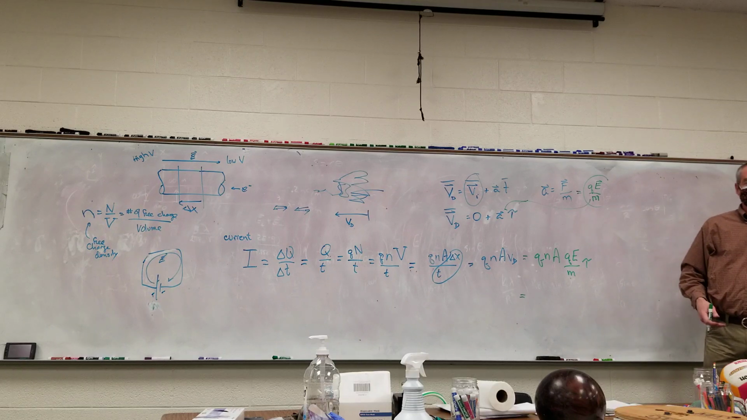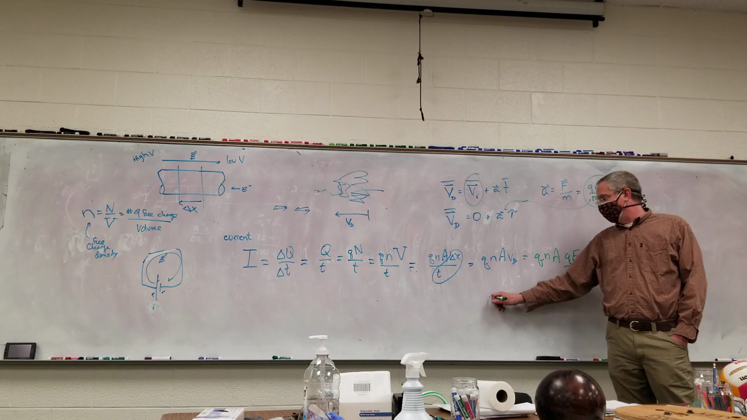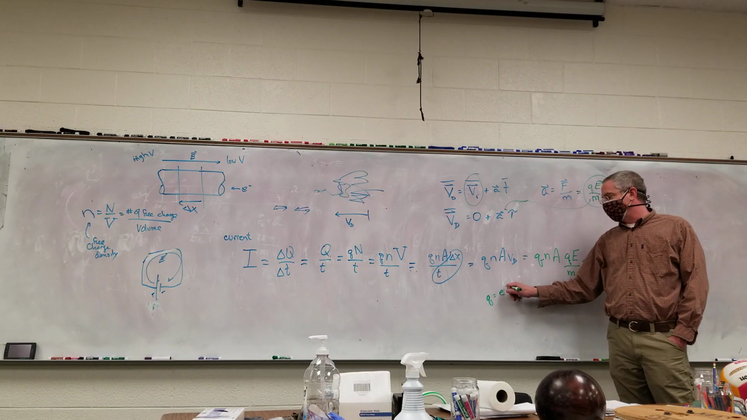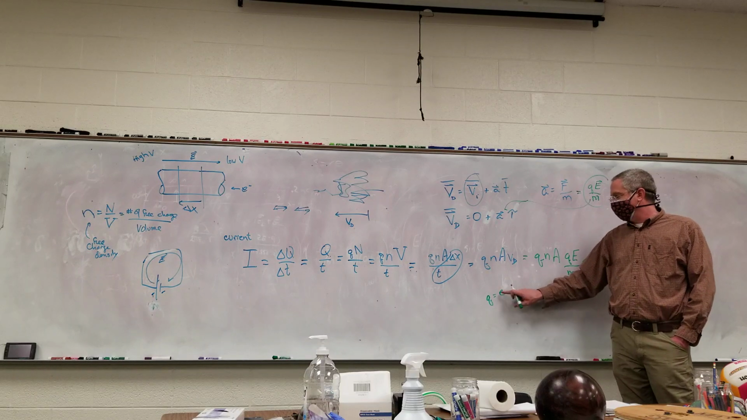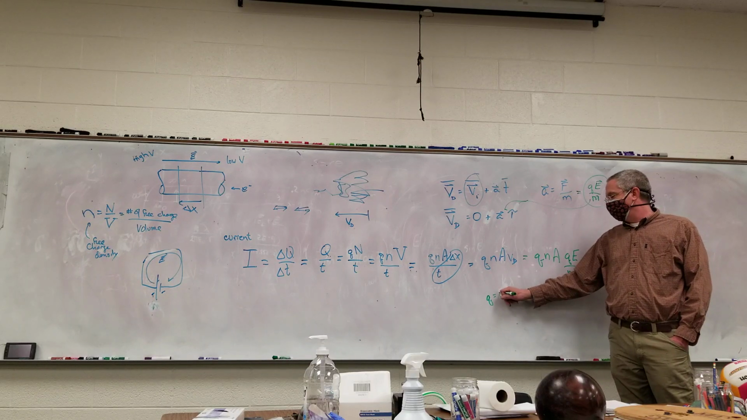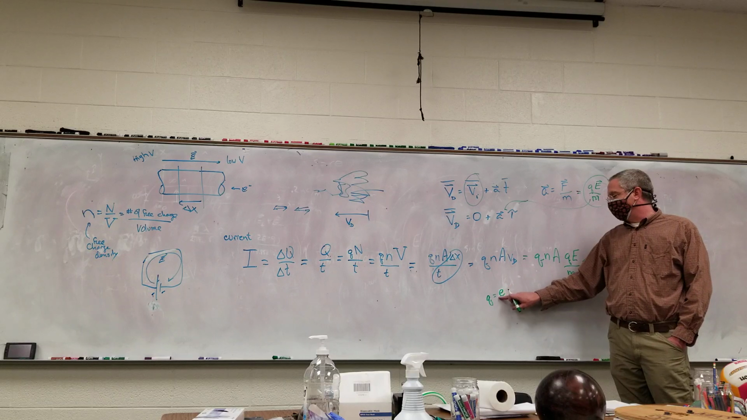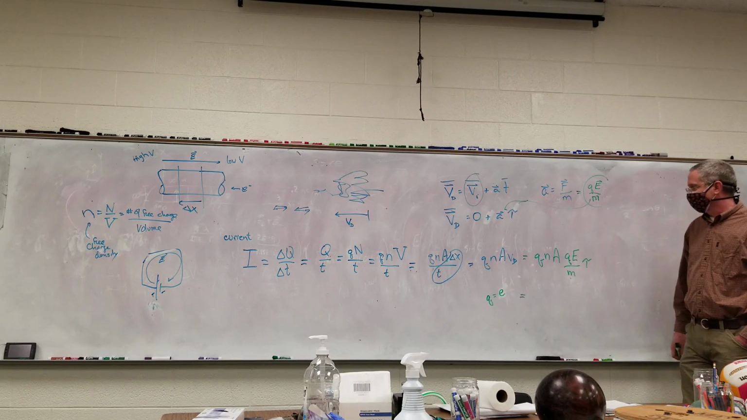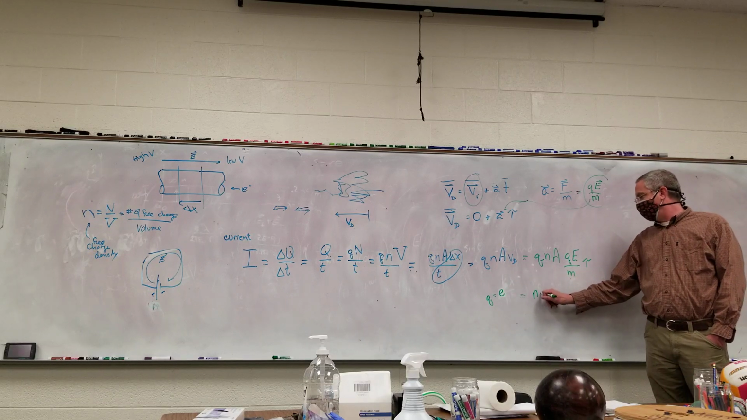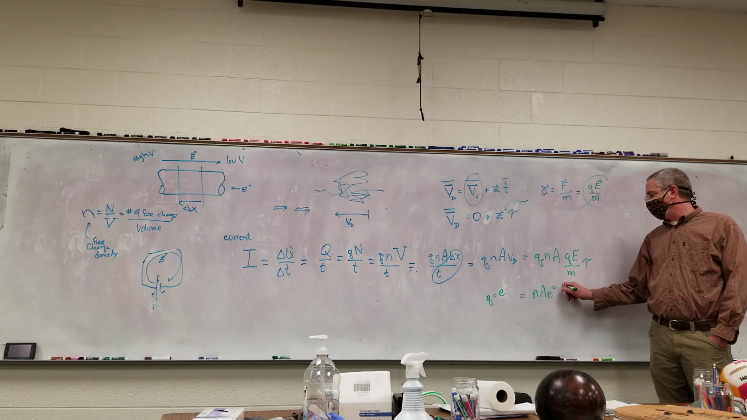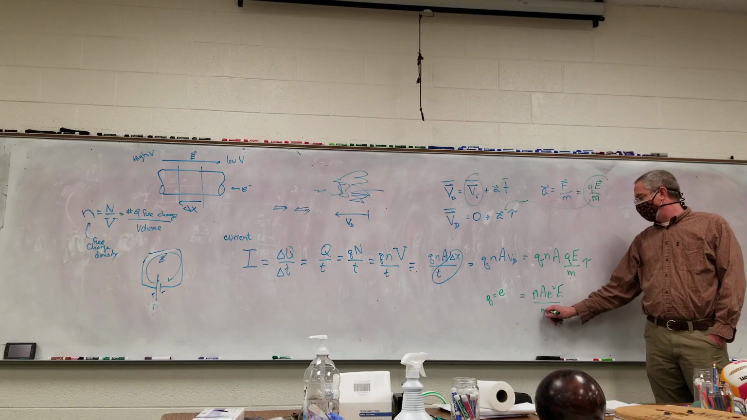And let's go ahead and talk about the 99% case of it's electrons. That's the charge of an electron. Magnitude of the charge is just the magnitude of an electron. So I have n A e squared capital E over M times tau.